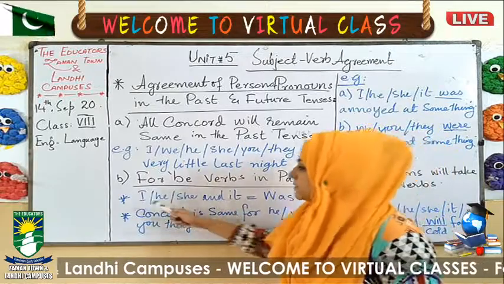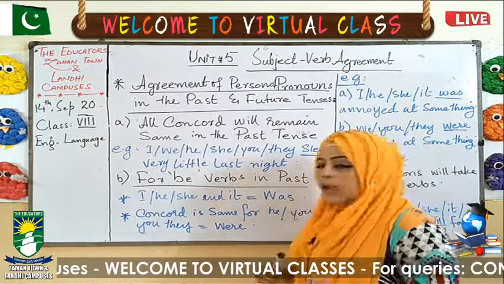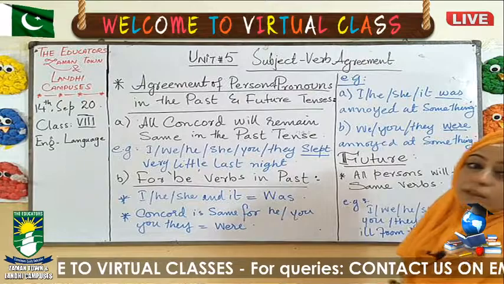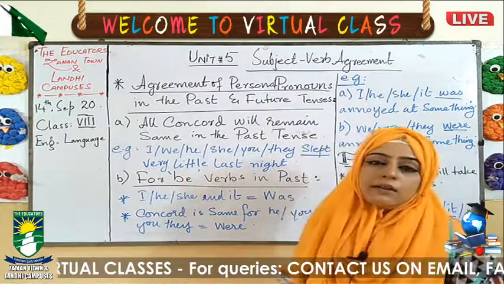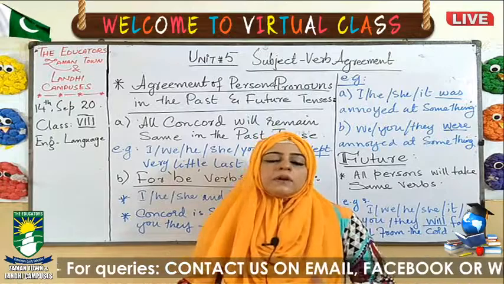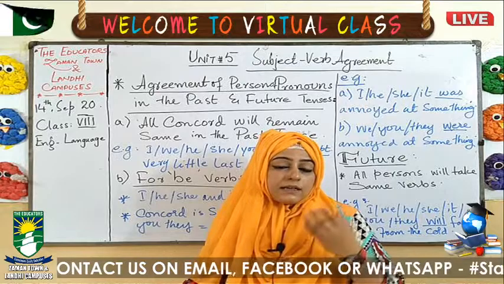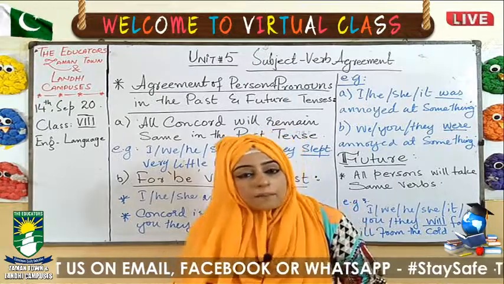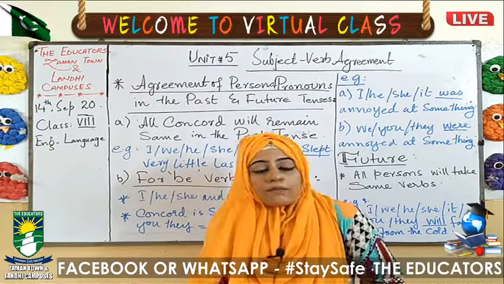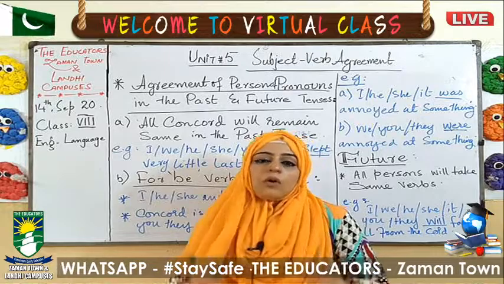If we have the subject I, he, she and it, we will go with was, and if we have the subjects we, you, they, we will go with were. Clear? And particularly for the future tense, all the concords will remain the same, whatever the subject or pronoun is, first person, second person or third person. You don't have to be confused about whether to use will or shall. No, you just go with the be verb will with all the persons.